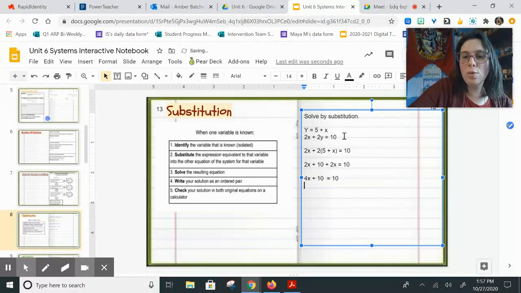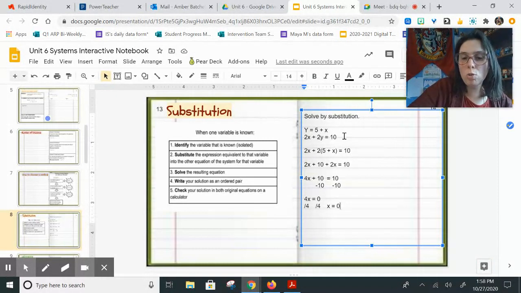Now we have to get the x by itself, so I'm going to subtract 10 on both sides because that's the inverse of adding 10. And then 10 minus 10 is 0. And then we divide both sides because that's the opposite of multiplication. So x equals 0 because 0 divided by 4 is 0. So now we have x is 0. Now we've got to find the y value. You can't write the ordered pair without the other one.